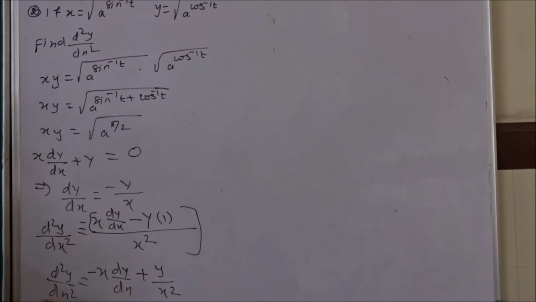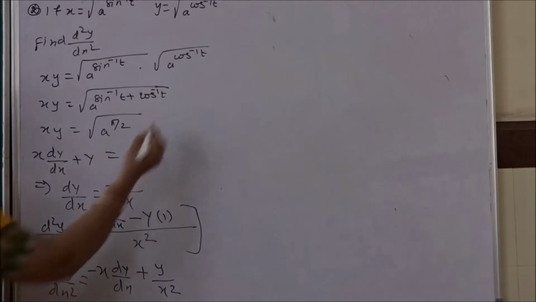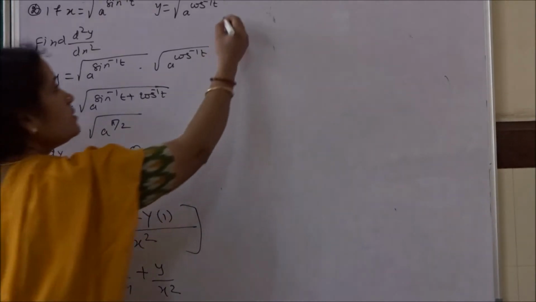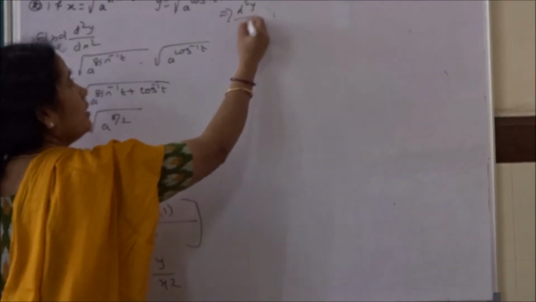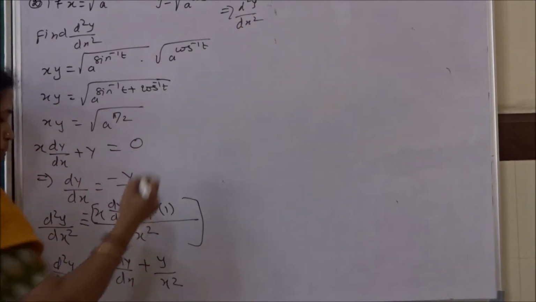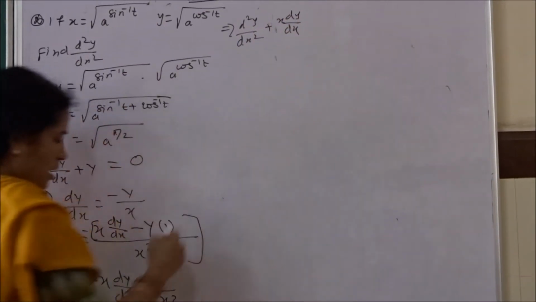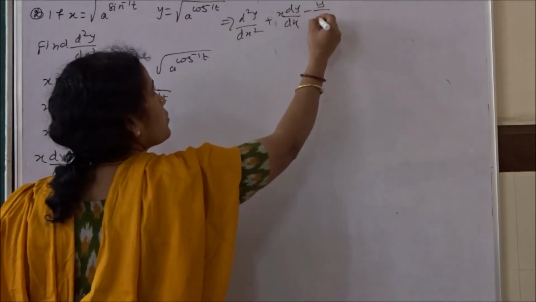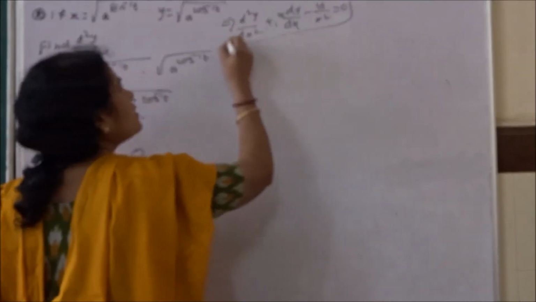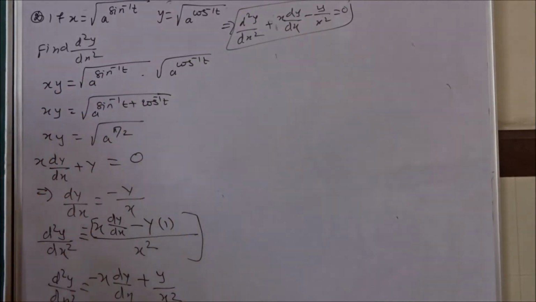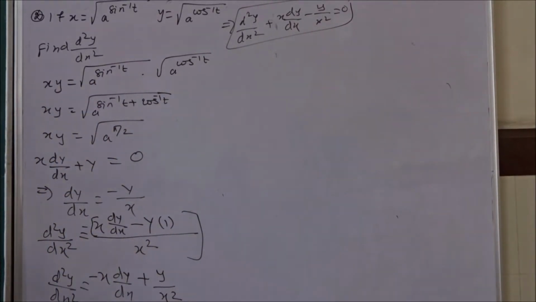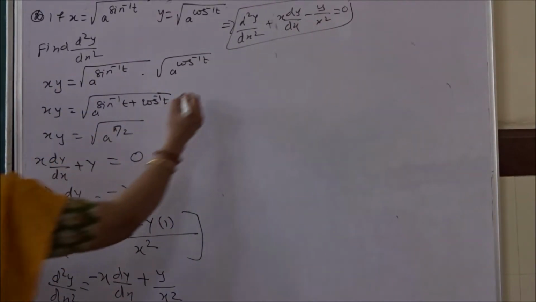So if you want to bring everything to this side, then finally we will get the answer. This implies d square y by dx square plus dy by dx plus y by x square equal to 0. So they can ask like this also, prove that something. Okay, fine. Now anyhow, I am taking one more question, question number 3.